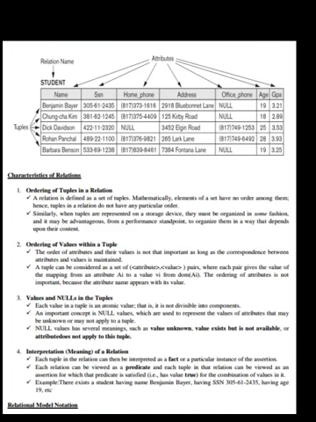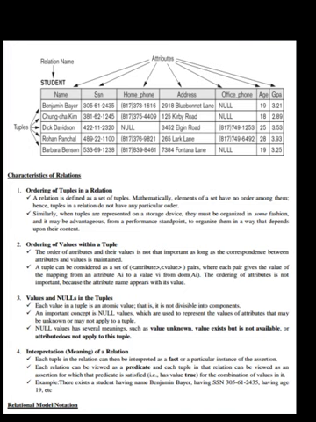Ordering of tuples in a relation. A relation is defined as a set of tuples. Mathematically, elements of a set have no order among them. Hence, tuples in the relation do not have any particular order. Similarly, when tuples are represented on a storage device, they must be organized in some fashion, and it may be advantageous from a performance standpoint to organize them in a way that depends upon their content.